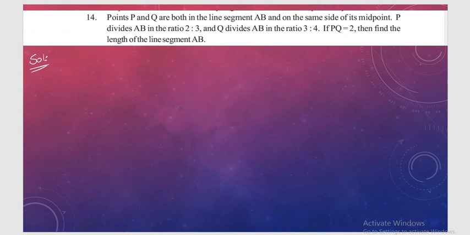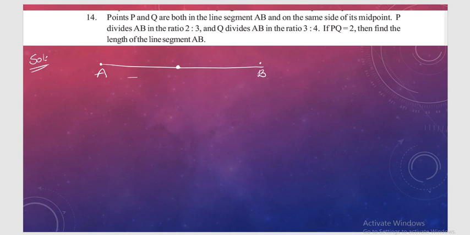So this is one of the important questions. Points P and Q are both in line segment AB. So for this, we are going to draw a line segment AB. This is a line segment AB, and P and Q are both in the line segment AB and on the same side of its midpoint. So there is some midpoint, and P and Q are on the same side of this midpoint.